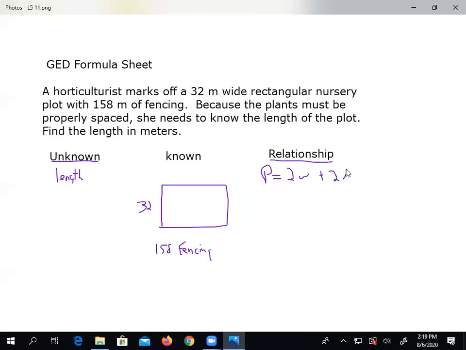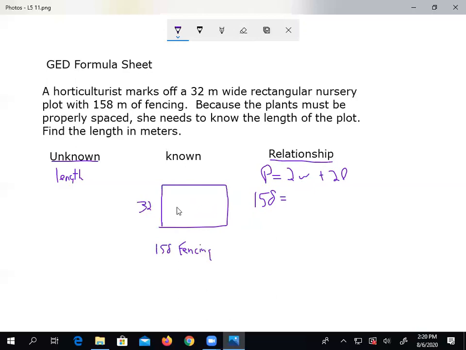Since there's four sides on a rectangle, in this formula we know that the perimeter is going all the way around, and that's what the fencing is going to do. So in this relationship, the perimeter is the fencing itself. That's going to be the 158. So I'm going to replace the perimeter with 158.